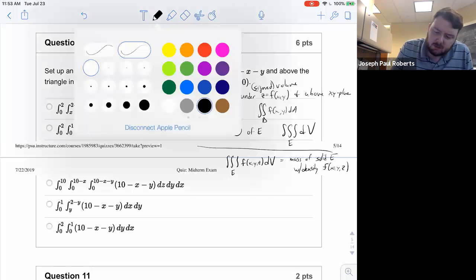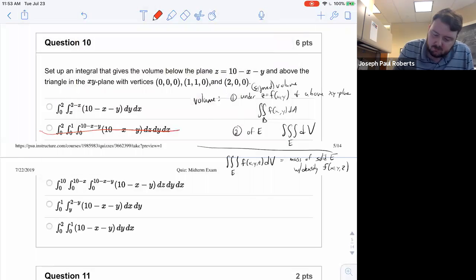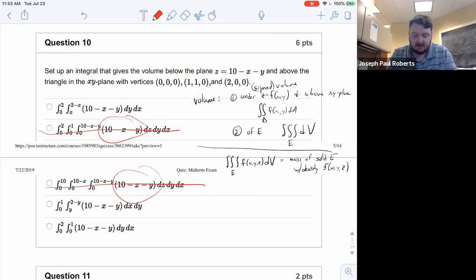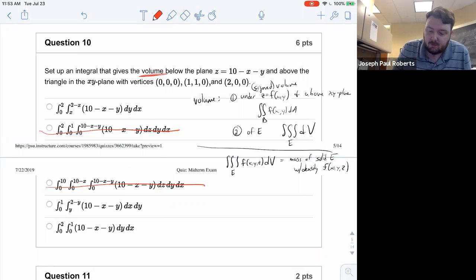And so anyway, we can immediately rule out these triple integrals where I have an integrand, right? So 10 minus x minus y, that's your density function, and I'm calculating mass. I'm not asking about density, I'm asking about volume. So we can rule those out.